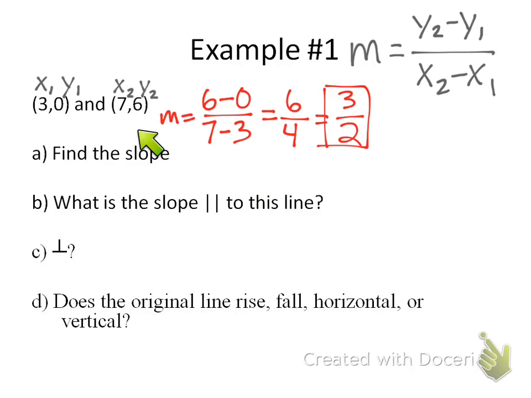Now students always say, well, what if I wanted to say 0 minus 6, 3 minus 7? You would end up with the same thing. You would end up with a negative over a negative, which turns into a positive. That's fine. I always do the second one minus the first one. As long as you're doing y's on top, x's on the bottom, you should end up with the same answer. Okay, so this is our answer to part A. Any questions on how I got that?